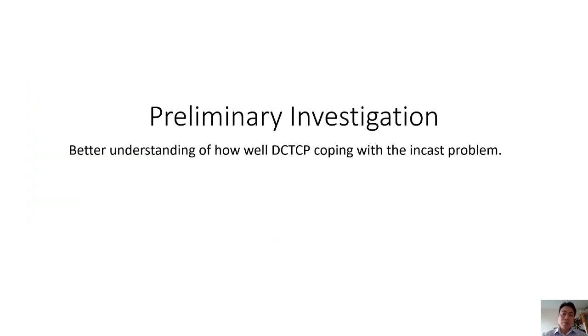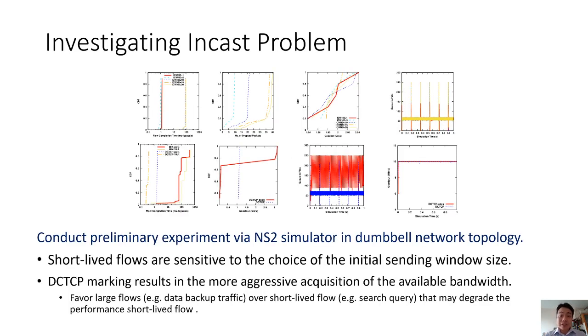Now we would like to discuss that we did a preliminary investigation to better understand how well DC-TCP copes with the incast problem. From our investigation through an NS2 simulator in a dumbbell network topology, we see that short-lived flows are sensitive to the choice of the initial sending window size.